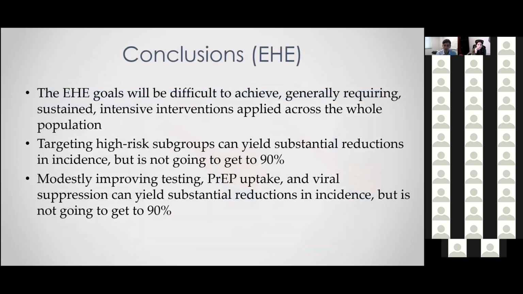So, conclusions as far as the EHE goals go, right? It's going to be a big lift to get to a 90% reduction, right? I mean, anything even in that neighborhood takes heroic levels of PrEP, of suppression, of testing, and you need to do it across the whole population, right? You can get some pretty good reductions, not 90%, if you target high-risk subgroups very intensively. Or alternatively, you can get decent reductions in the 60s range if you target everybody, but with a more moderate level of improvement over where you are on all these criteria.